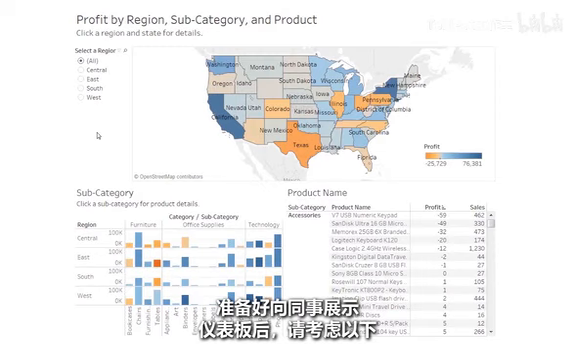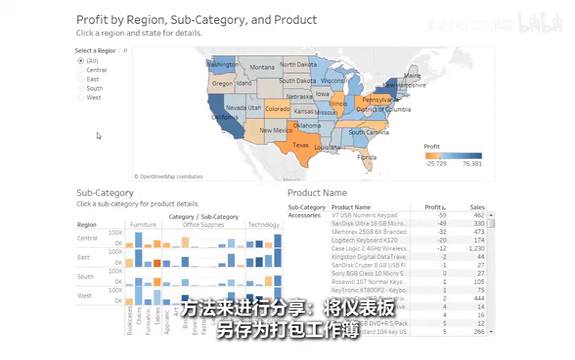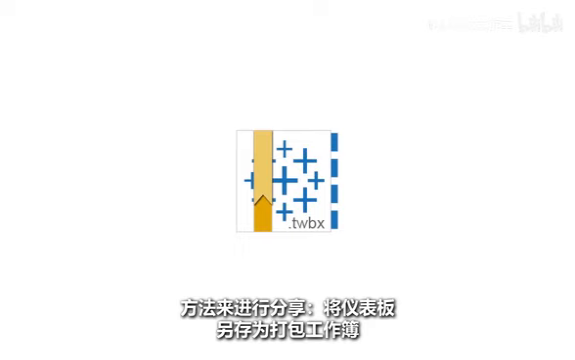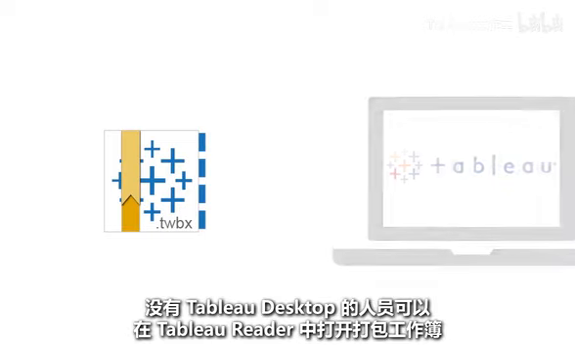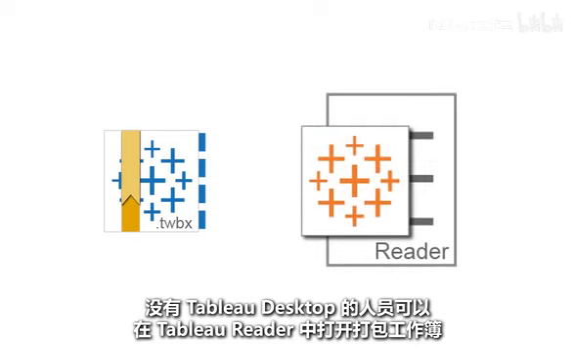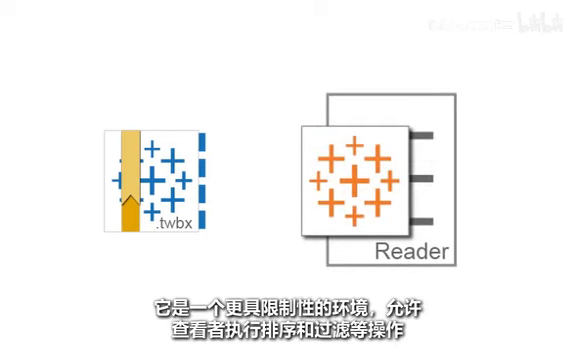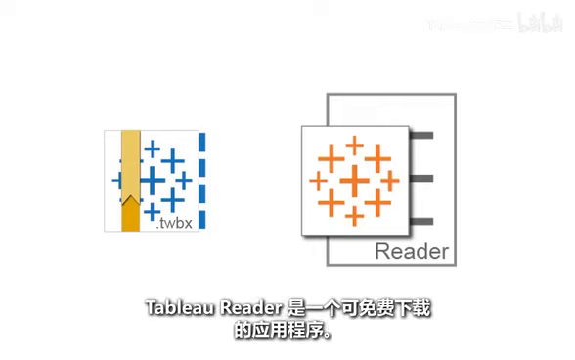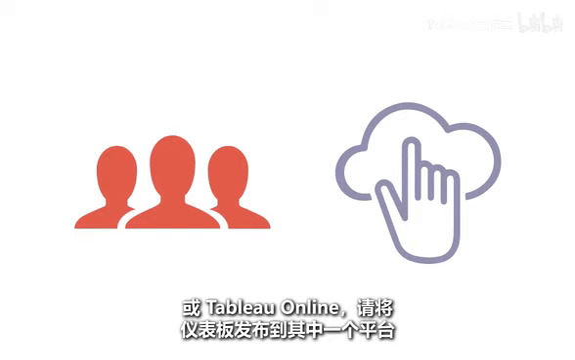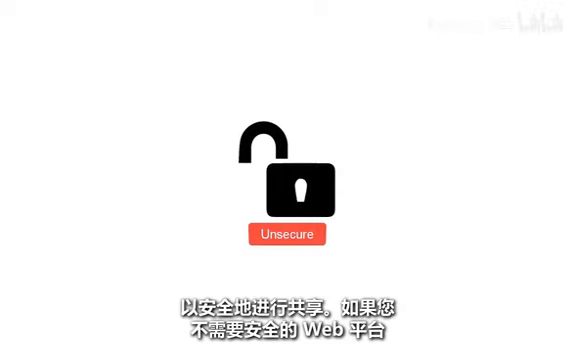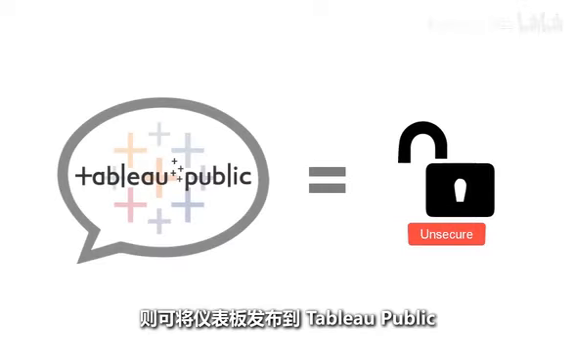When the dashboard is ready to show your colleagues, consider these methods for sharing it. Save the dashboard as a packaged workbook or TWBX file, which anyone with Tableau Desktop can open and interact with. People without Tableau Desktop can open a packaged workbook in Tableau Reader, a more limited environment that allows viewers to do things like sort and filter. Tableau Reader is a free, downloadable application. If your company uses Tableau Server or Tableau Online, publish the dashboard to one of those platforms to share it securely. If you don't require a secure web platform, publish the dashboard to Tableau Public.